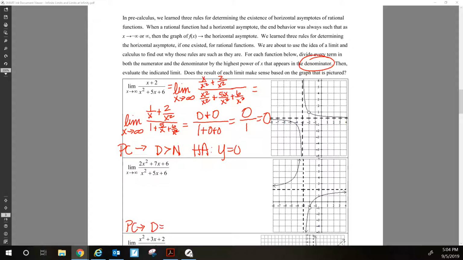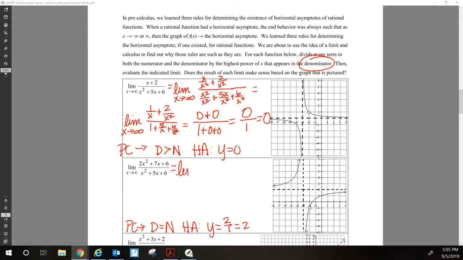The degree of the denominator equals the numerator. The horizontal asymptote is at y equals the leading coefficient of the numerator over the leading coefficient of the denominator. So in this case, 2 over 1, which is 2. So I think this should go to 2, but we're going to do a little bit of calculus to make sure that that actually is the case.